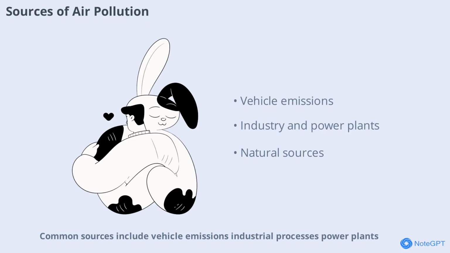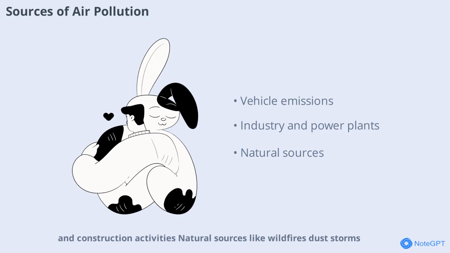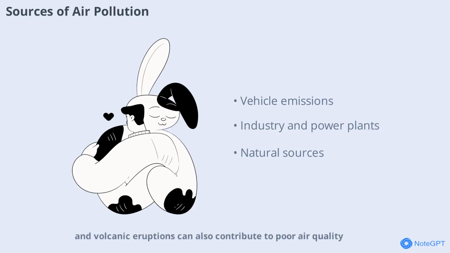Common sources include vehicle emissions, industrial processes, power plants, and construction activities. Natural sources like wildfires, dust storms, and volcanic eruptions can also contribute to poor air quality. Understanding where pollution comes from helps communities develop strategies to reduce emissions and improve air quality. The AQI reflects the combined impact of all these sources, providing a comprehensive picture of the air we breathe every day.